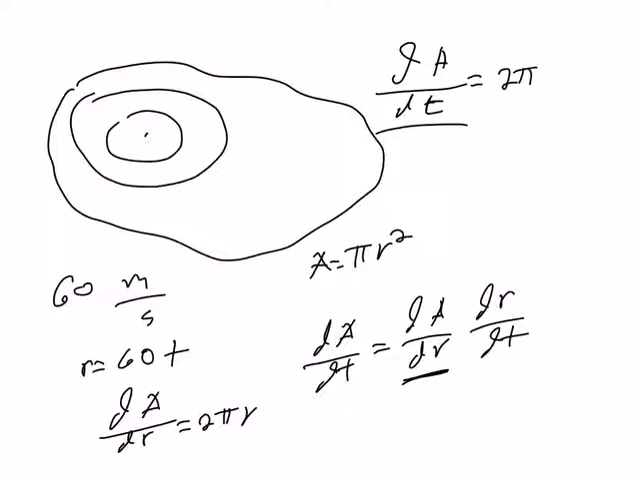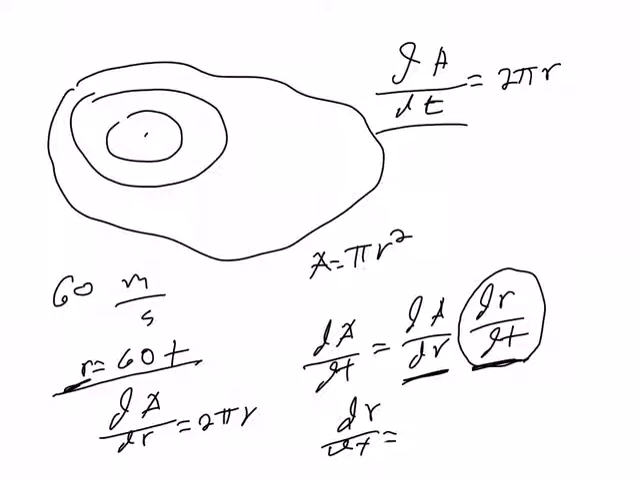Well, what is this? What's the change in the radius over the change in time? Well, just look at this. If we take the change in r over the change in time, what we just get is 60. It's just a constant. This is 60 times time, so we get a constant. So this over here is just 60. So we write 60 over here.